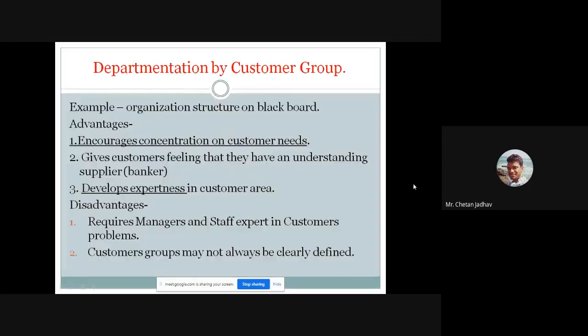Okay, so what are the basic advantages of this departmentation by customer group? So, encourages concentration on customer needs.